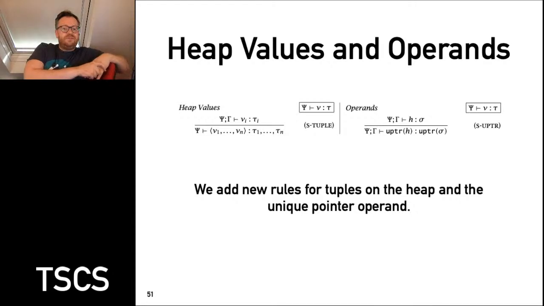Heap values and operands. So you have new rules for tuples on the heap and unique pointer operands. But as you can see, they're pretty straightforward. They just give you, okay, tuples are typed as sequences of the types of their contents. So basically just a record. And the type of the unique pointer is just a vector of the value types in the heap for unique pointers.